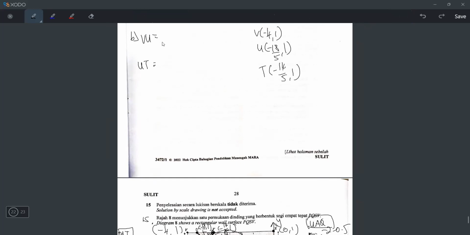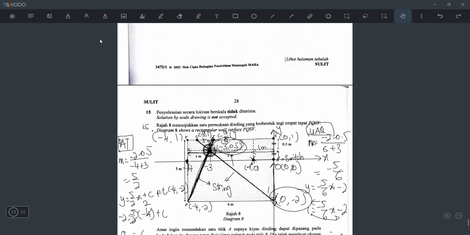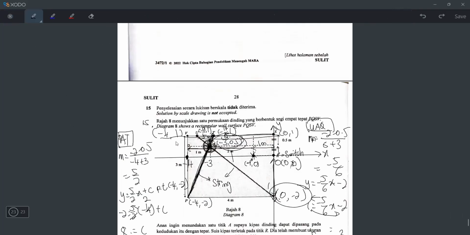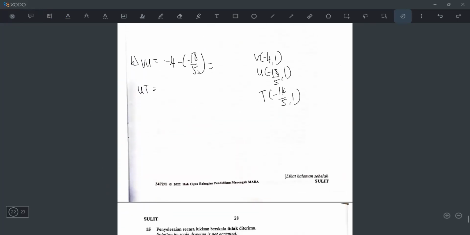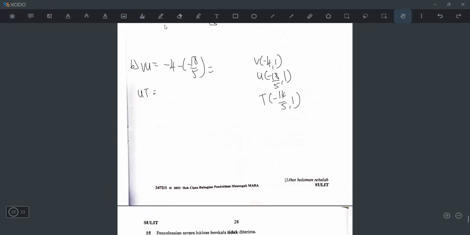Okay, so if I want to find the distance of VU, I will just take negative 4 minus negative 18 over 5. And then I get the answer already, because they are all on the same horizontal line. I don't even have to bother with the 1 because they are all on the same line. So let's press negative 4 plus 18 over 5. Okay, I got negative 2 over 5.